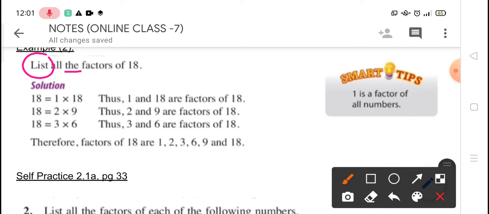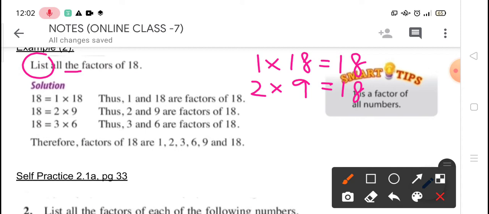Now when you find the keyword is list, we always start from 1. 1 multiply what number, we can get 18? 1 multiply 18. After 1, continue with 2. Can 2 multiply any number to get 18? Yes. 2 multiply 9 to get 18. After 2, we continue with 3. Can 3 multiply any number to get 18? Yes. 3 multiply 6 to get 18. After 3, we continue with 4. Can 4 multiply any number to get 18?